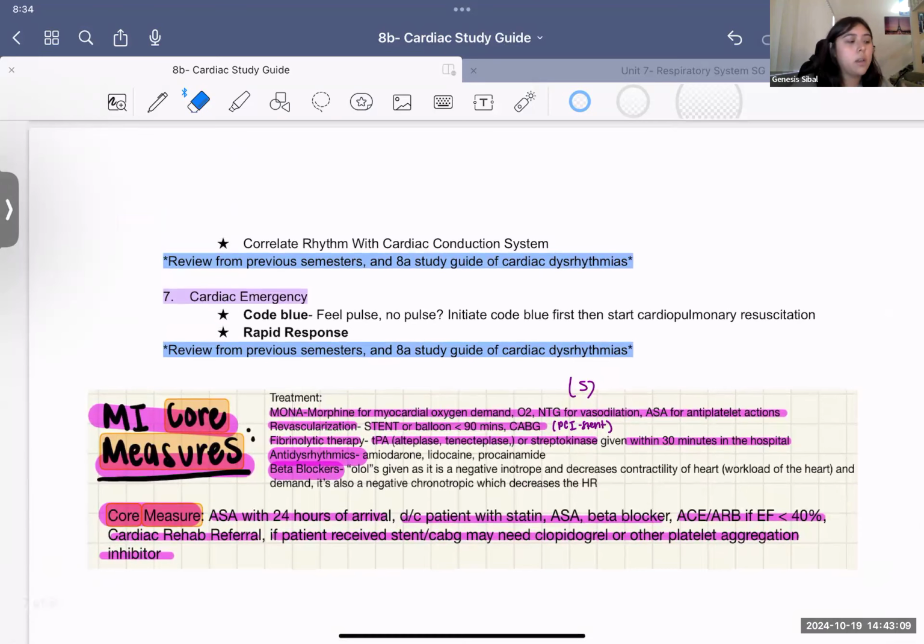If you feel a pulse, great. What do we have to do to follow up with that? There's no pulse, initiate your code blue first, then you can start your cardiopulmonary resuscitation. So you can start CPR after you initiate code blue. You can't just start CPR without hitting the code blue button and expect people are going to be coming in. You know what I mean? So just make sure you're paying attention to stuff like that.